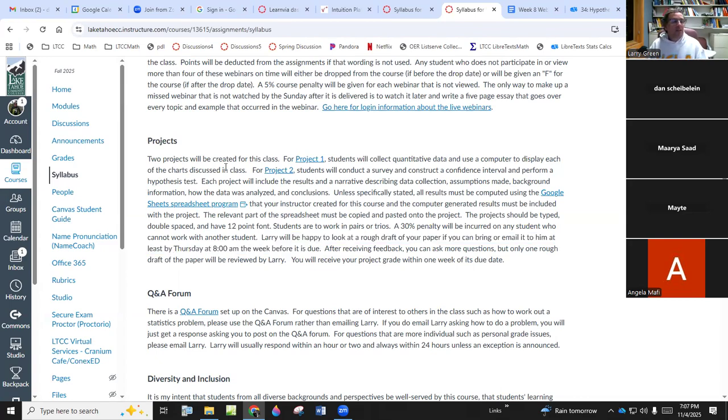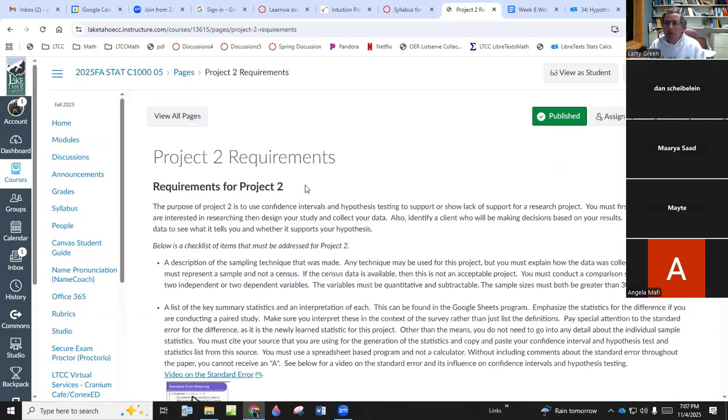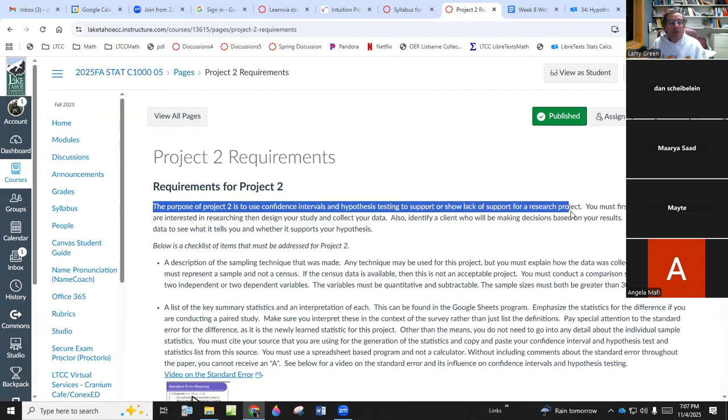Okay, so let me click on project two. And I want to let you know project two is not project one. It's really going to focus on different things. So let me go through some of the details of the project two requirements. The purpose of project two is to use confidence intervals and hypothesis testing to support or show lack of support for a research project.